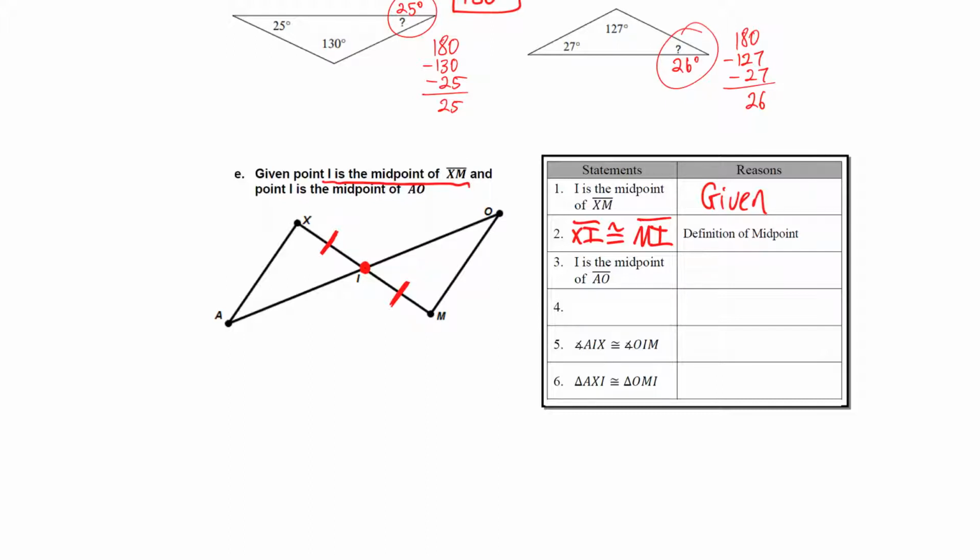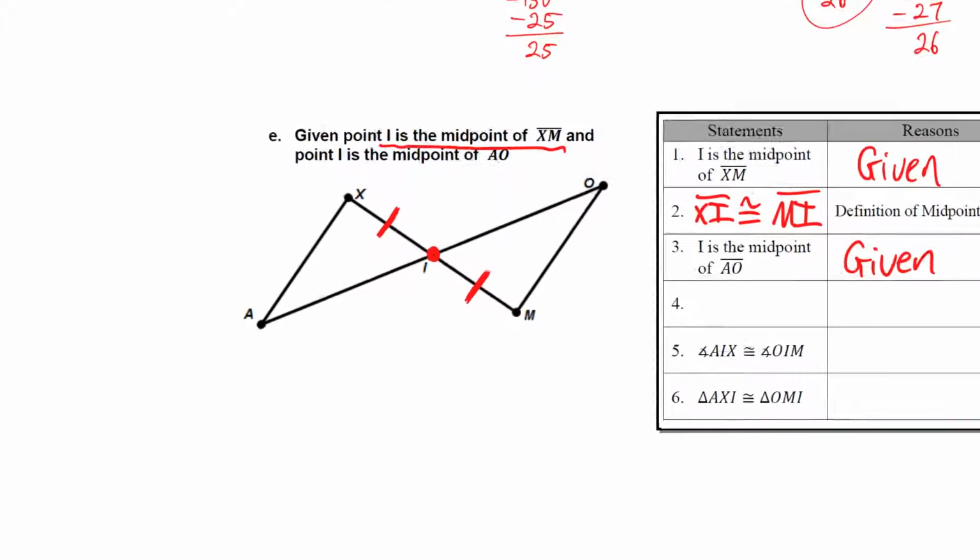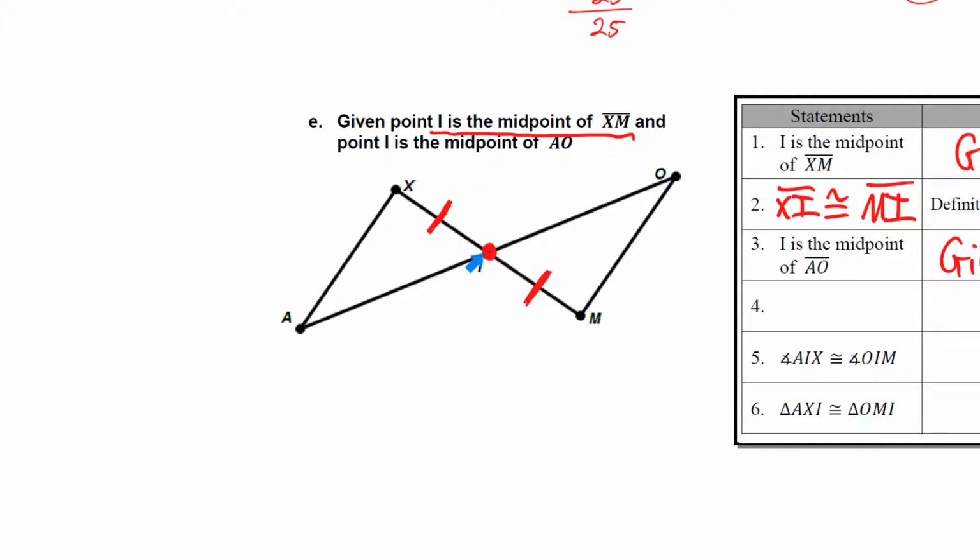Okay, now for statement 3, it says I is the midpoint of AO. How do I know that's true? Yep, right here. That's given also. All right. So what that means, going the other way, is I is the midpoint of AO. So it's the exact same thing. I know that this piece is congruent to this piece right here.